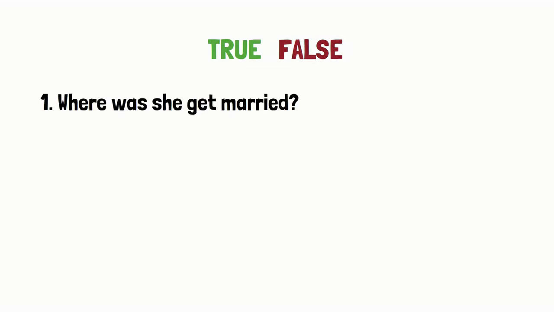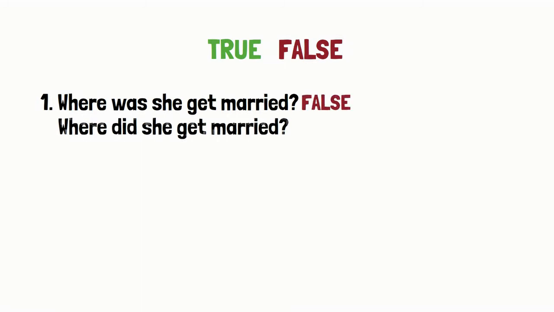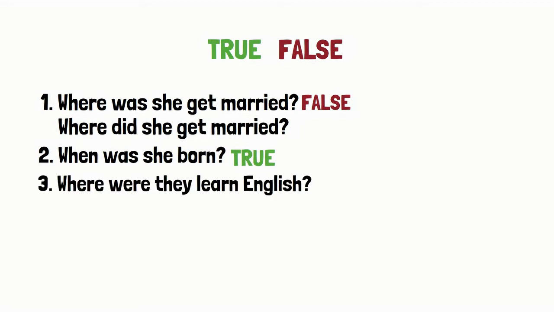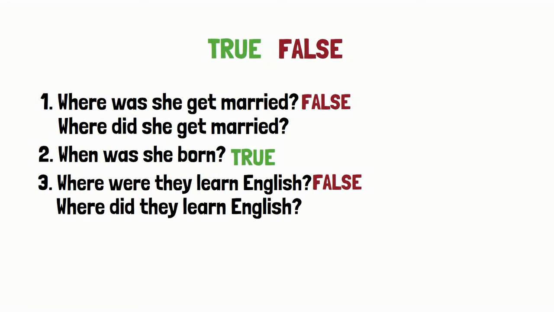Another exercise, you need to tell me, is it true or false? Where was she get married? True or false? False. Where did she get married? Number 2, when was she born? True or false? True. 3, where were they learn English? True or false? False. Where did they learn English?